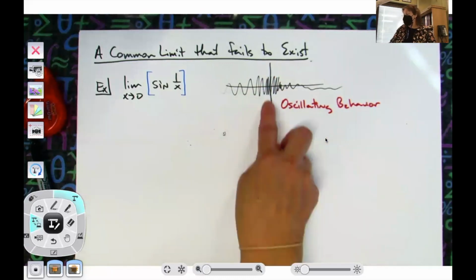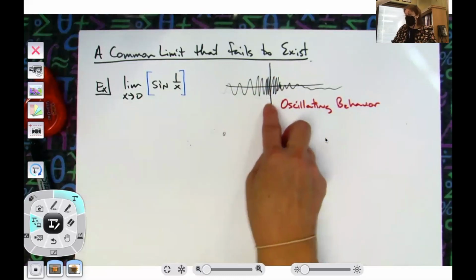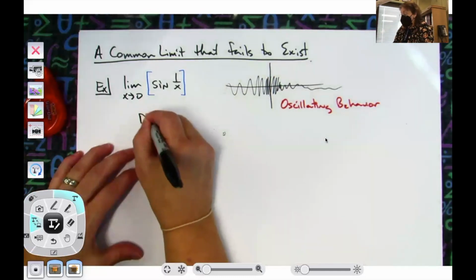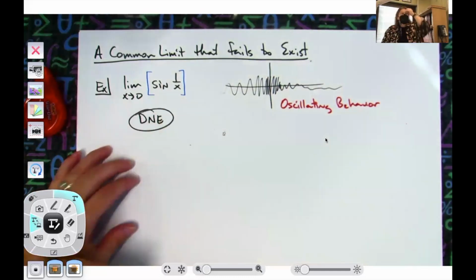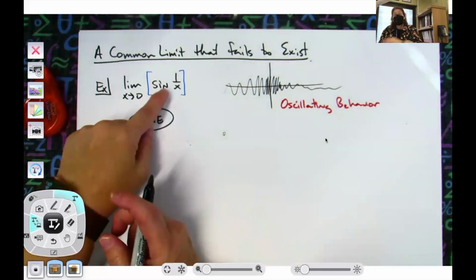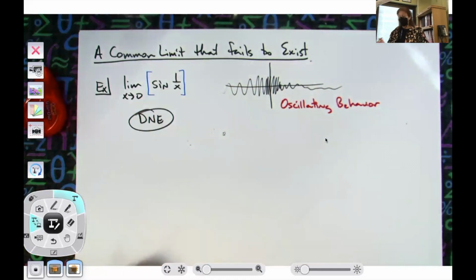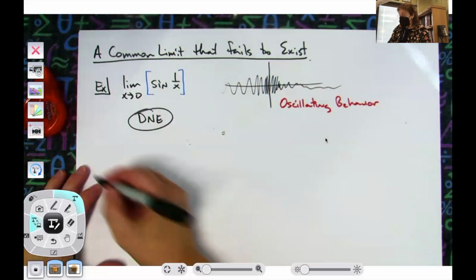Whenever you have oscillating behavior in a graph around the limit of whatever value it is approaching, then we're going to say it does not exist. That's just one. This is just one example of a graph that does that oscillating behavior. There are others. So from a graphical standpoint, a special one.